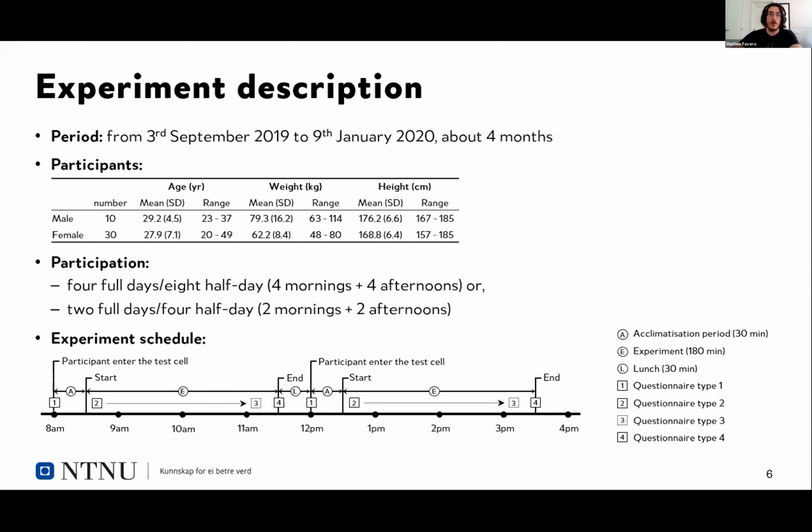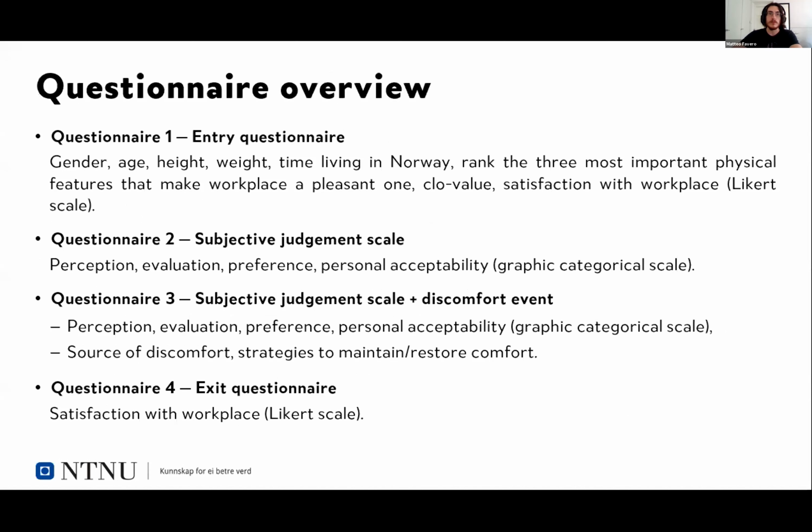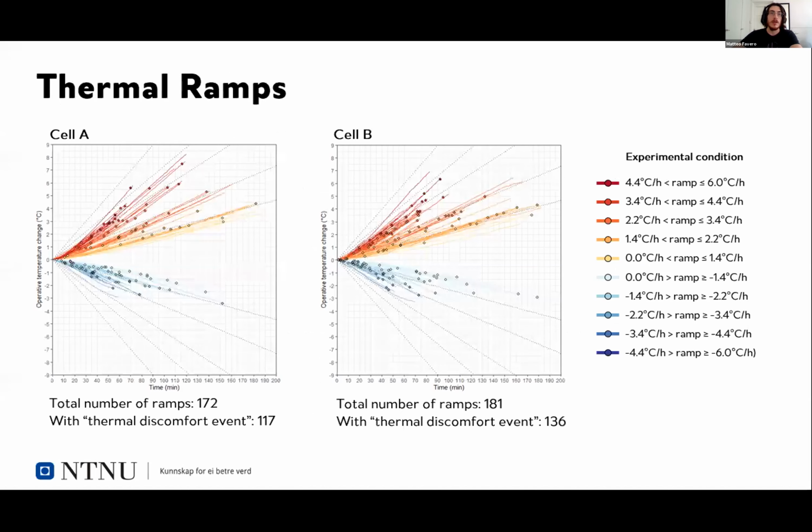The participants were also asked to press a button as soon as they felt uncomfortable, where uncomfortable was defined as taking action to restore the comfort condition. For example, if the environment is too warm, then regulate the thermostat or open the window. There were 4 types of questionnaire: an entry questionnaire with general information about the participant, a subjective judgment scale questionnaire, a subjective judgment scale questionnaire plus a discomfort event, and an exit questionnaire with the final workplace satisfaction. Here you can see the thermal ramps for both cell A and B.